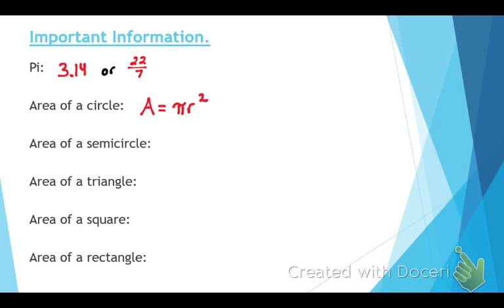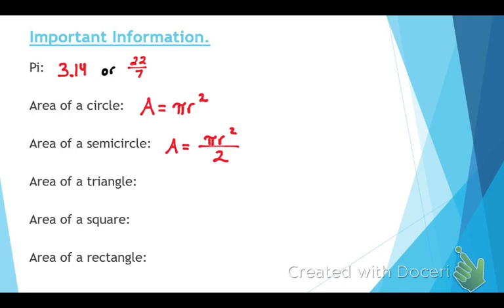What's the difference between a circle and a semicircle? One is cut in half. So what should I do with that formula right there? Very good. We're going to cut it in half, or as you said, we'll divide it by 2. So we get pi r squared divided by 2. So if you memorize this one right here for the area of a circle, it should be pretty easy to remember the area of a semicircle.